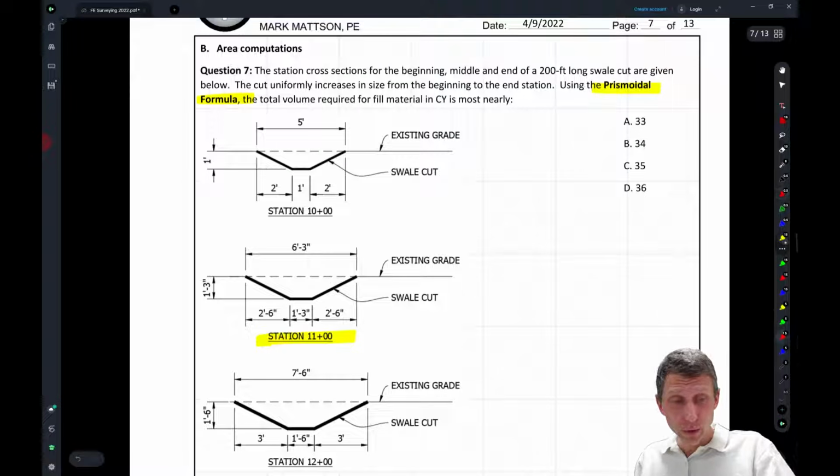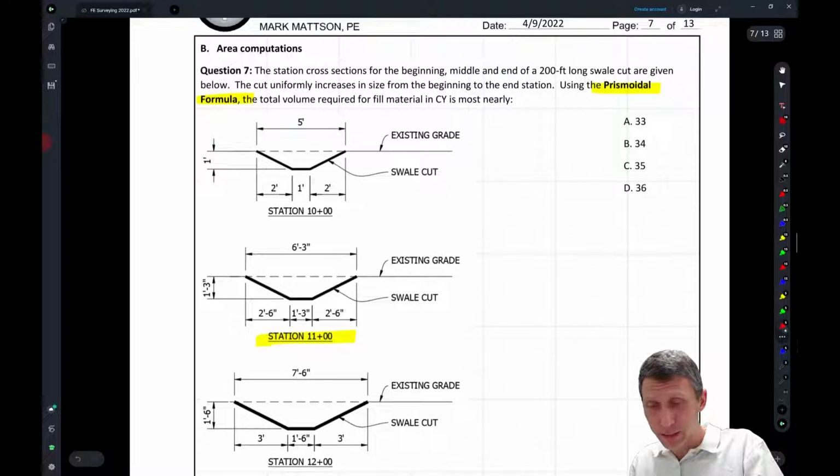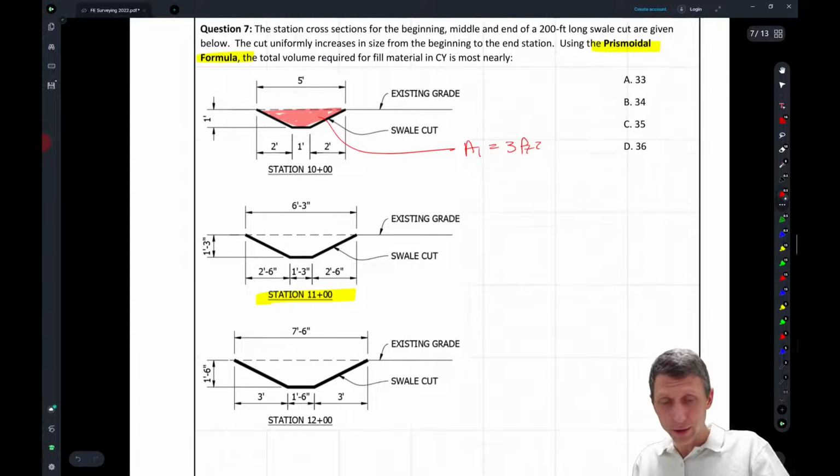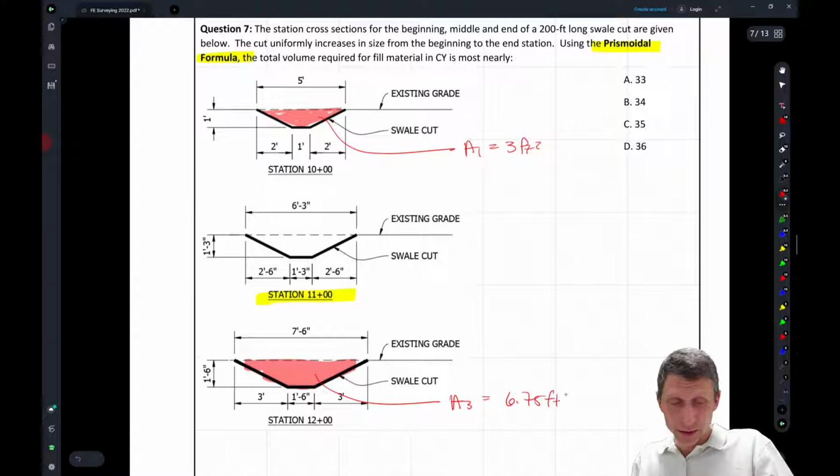So we already know a couple things. We already know this area, right? We already know this area. This area didn't change. This is area 1. This equals 3 square feet. Okay, I'm going to call this next area down here area 3 now, but it's the same area. So area 3 is going to be, I think we had 6.75 square feet.